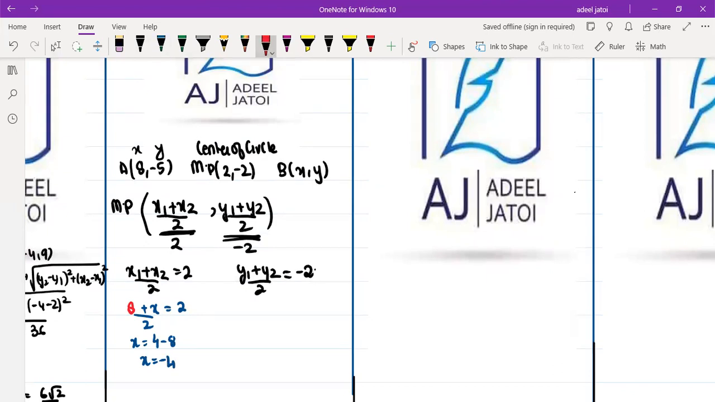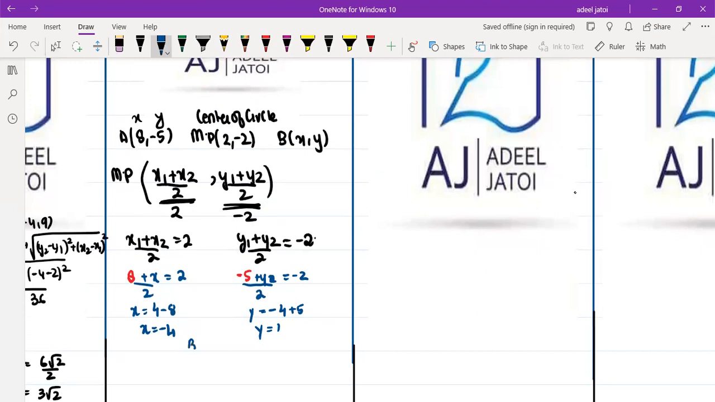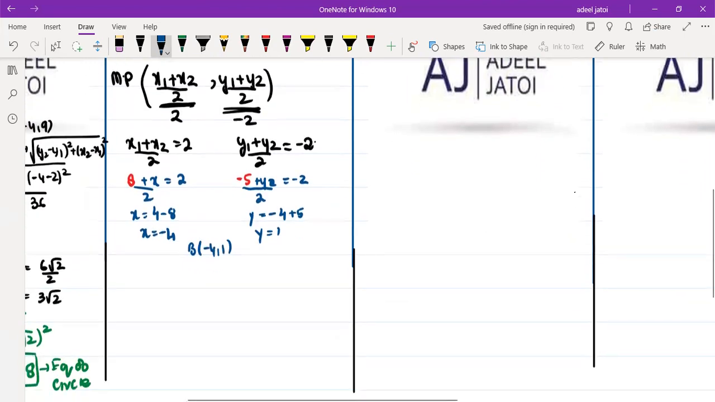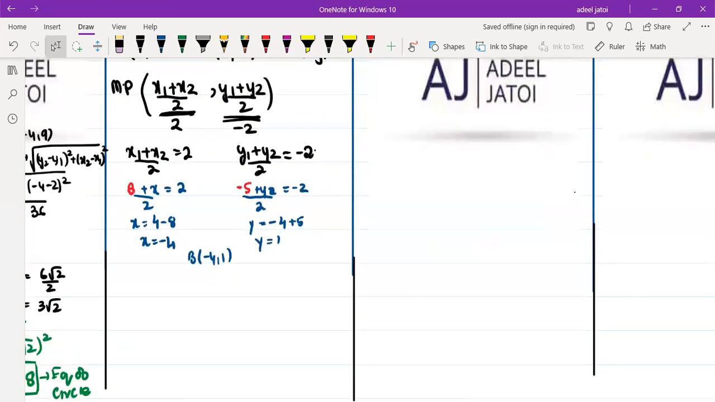On the other hand, y was minus 5, and we can write it as y upon 2 is equal to minus 2. So y is equal to minus 4 plus 5, y will be 1. So your coordinate of B is minus 4 comma 1. This is your midpoint reversal process.